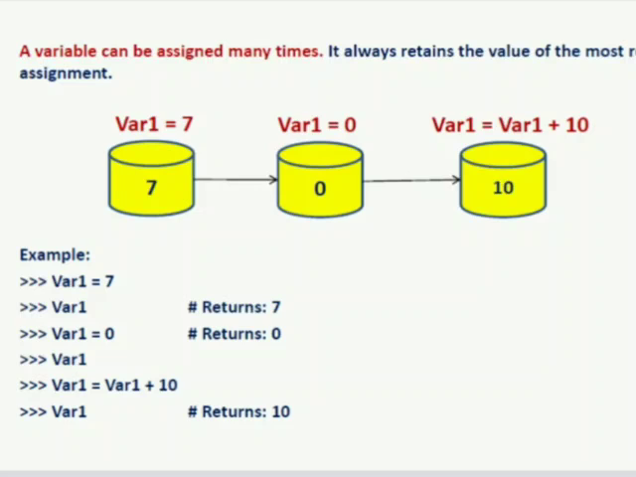Now for the third time when we write var1 is equal to var1 plus 10. Now what is the current value of var1? It is 0. So first the expression will be solved. 0 plus 10 comes out to be 10, and then after solving the expression, the value 10 will be assigned to var1. So this time the value of var1 will be 10. So first time 7, second time 0, third time it is 10. So here we see the variable is that whose value keeps on changing.